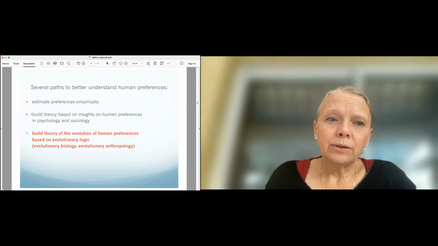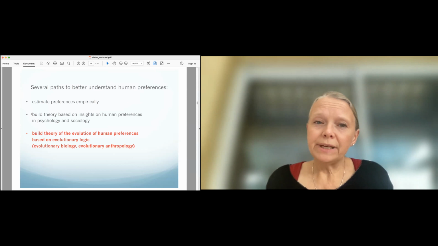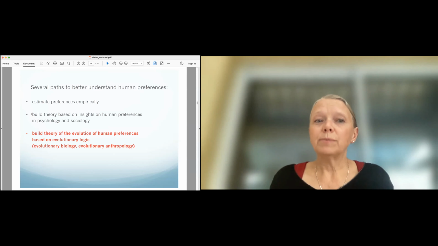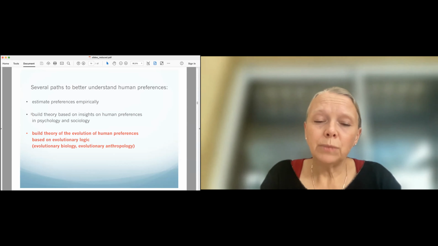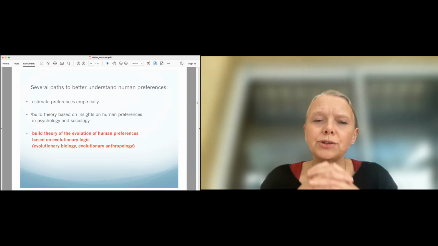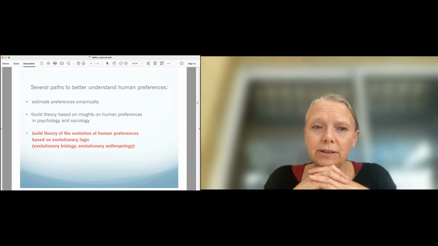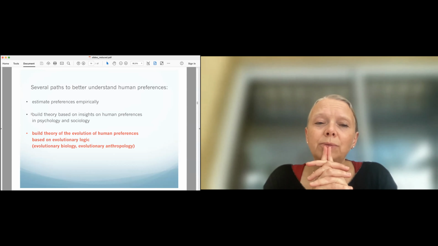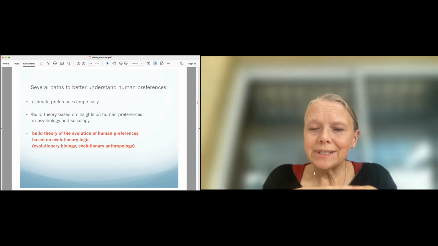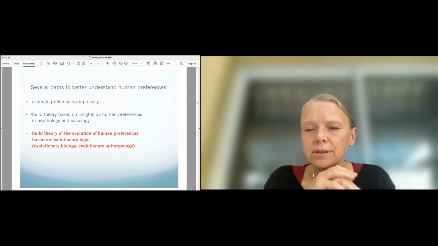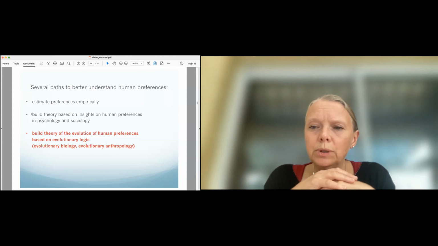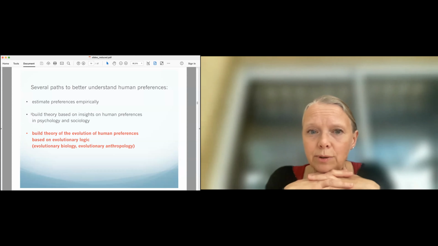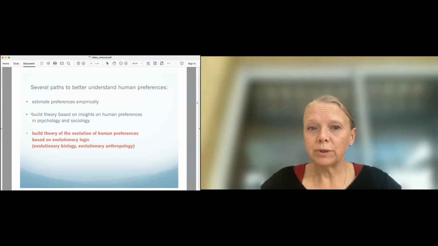Another would consist in building theoretical models based on insights on human preferences from psychology and sociology. Fine, right? Then we have a host of different models. And this third way that I'm going to talk about, highlighted in red here, is that we wish to go one step further to understand where preferences come from to begin with. Okay, so by using evolutionary logic, we seek to build a theory of the evolution of human motivation, human preferences.